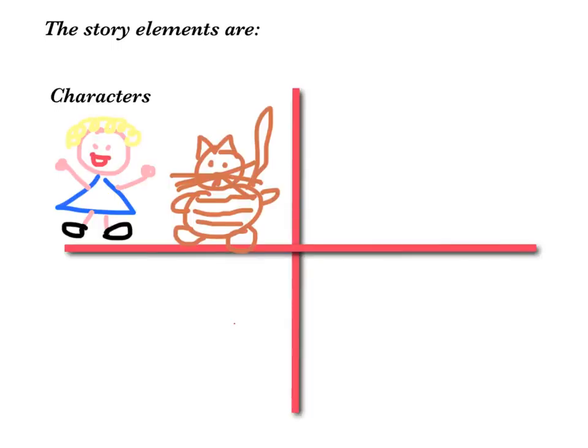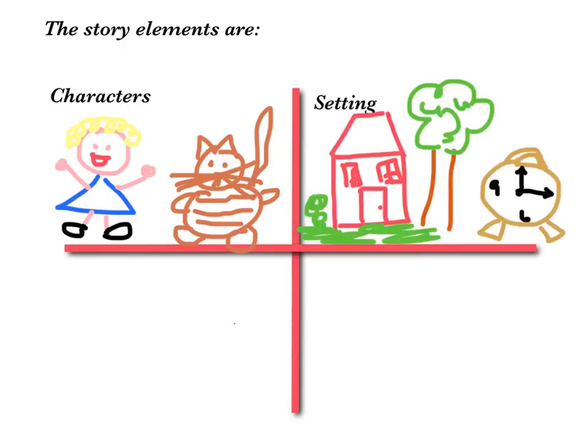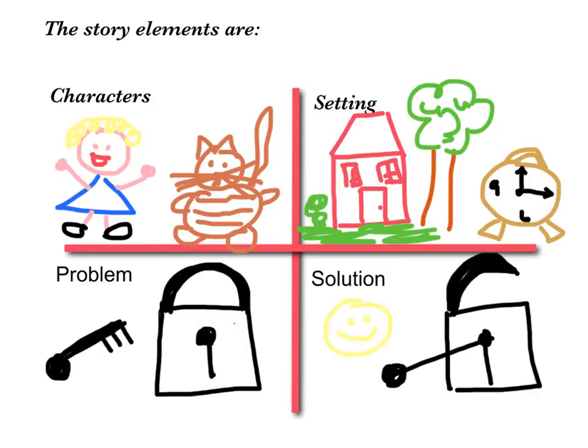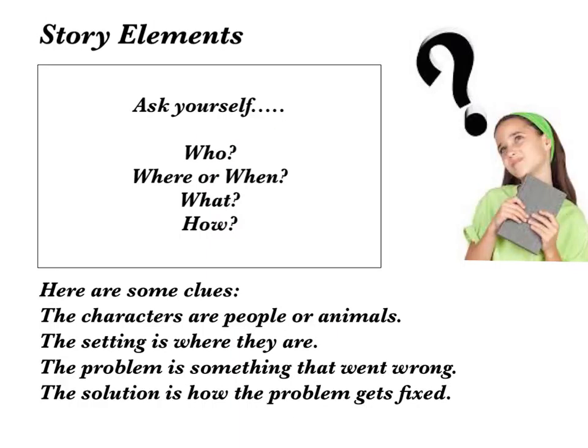Welcome to the guided practice for identifying story elements. The story elements are characters, who the story is about; setting, the place or the time; problem, something that goes wrong; and the solution. That's when the problem gets fixed. When you're identifying the story elements, you have to ask yourself who, where or when, what, and how.